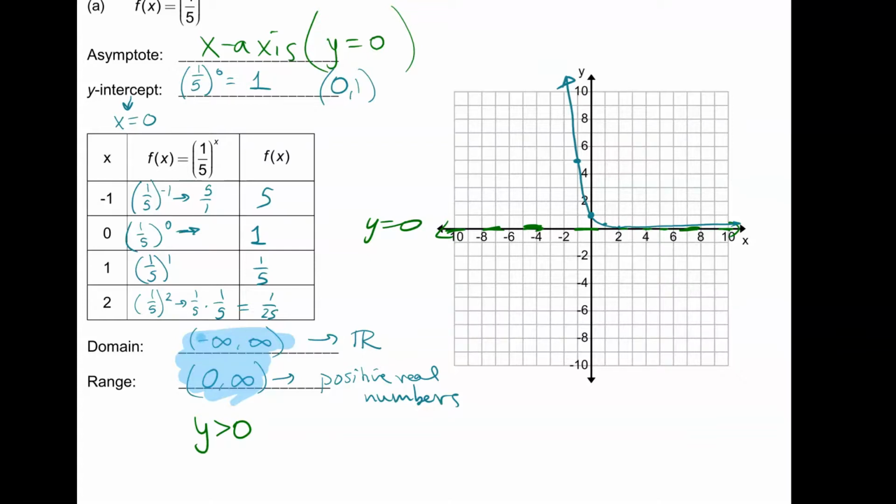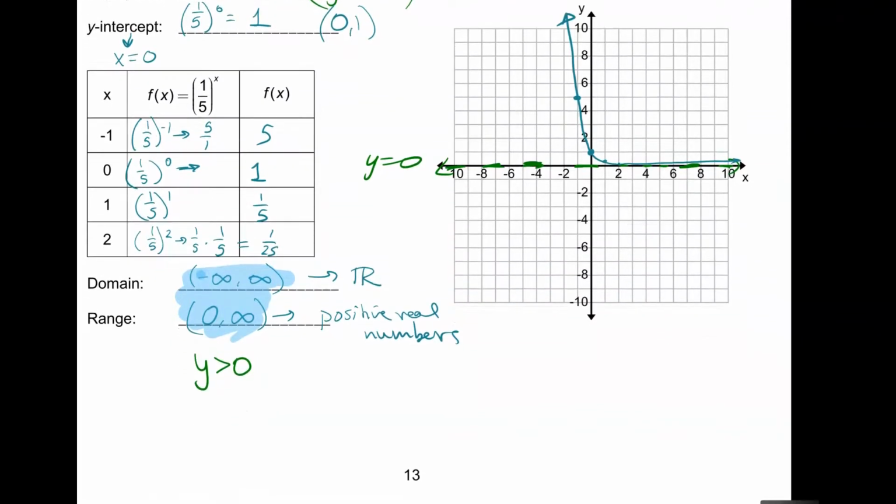Plug in a couple different x values. You get your y values, you plot your points, connect them. You see it's a decreasing function. You make sure not to cross the x-axis. Your domain is all real numbers again. Right, your y values, it's still y is greater than 0.